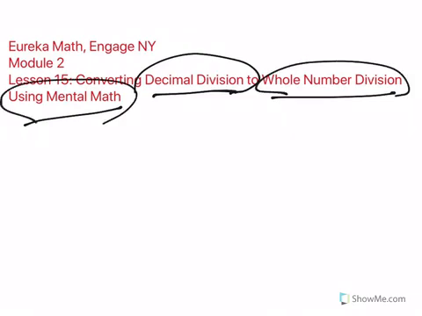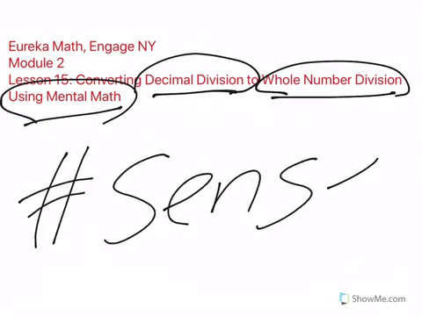Now when we say using mental math, the big thing that we're talking about here is number sense. And number sense is something we talk about a lot in class, and we do some of our warm-up problems, and it's just a matter of using your knowledge of numbers to be able to manipulate numbers to make them easier math problems. So let's take a look.